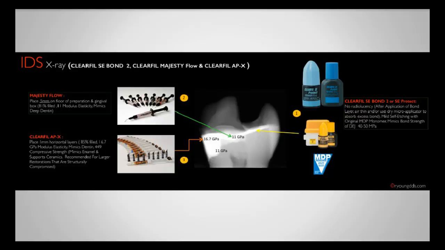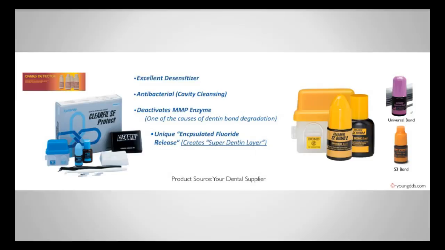So these just happen to be the materials that I use personally, that I've used for years, and they apply to the immediate dentin sealing concept. I have a bias with this Clearfil SE Protect now over the SE Bond. The reason is it's an antimicrobial cavity cleansing. In the primer, it has a deactivation of the MMP enzymes, and that's one of the causes of dentin bond degradation. Many of you have heard about MMP deactivation. Well, we don't have to do this separate step with this product. In the Etch Prime, it has those properties.